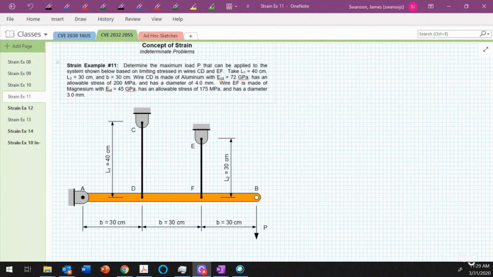Okay, here's a second example of indeterminate problems, and this one is strain example number 11. So the problem reads, determine the maximum load P that can be applied to the system shown below based on limiting stresses in wires CD and EF. Take L1 as 40 centimeters, take L2 as 30 centimeters, and B as 30 centimeters. Wire CD is made out of aluminum, and wire EF is made out of magnesium. So given those and the allowable stresses, we're going to go ahead and figure out what the maximum load P is.